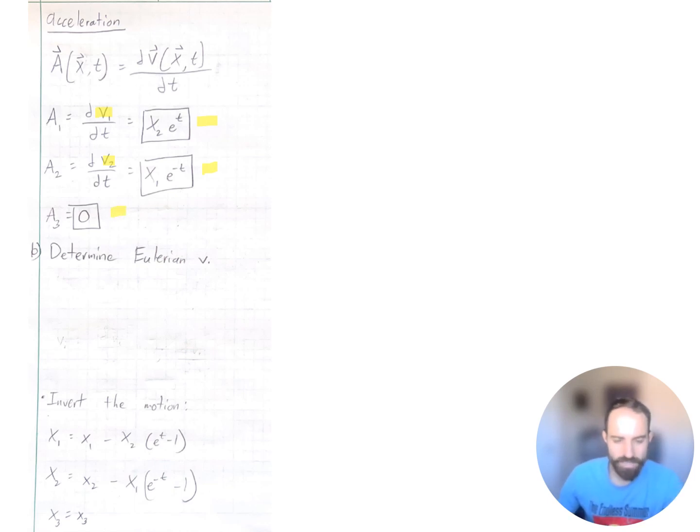Okay, part B, you're asked to determine the Eulerian of velocity. The first thing you want to do here is invert the motion. So the big X's that we're using for Lagrangian, we want to switch those with the small x's that we're using for the Eulerian reference frame. So here's what we start with.